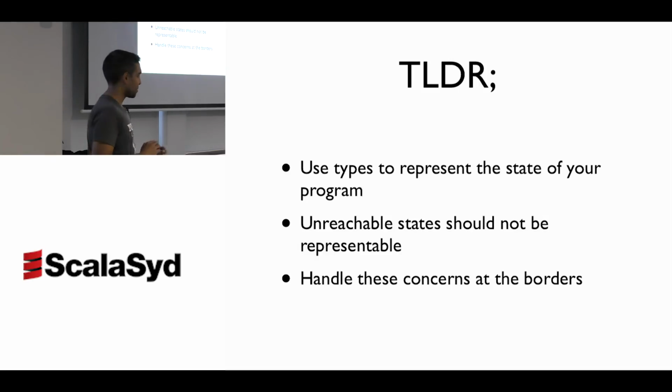And yeah, so the too long didn't read of that is that if we use types to represent the state of our program, we can improve the readability of our code. States which cannot be reached in our code should not be representable by the type system. By doing this, we avoid people having to handle situations that never actually exist. And if we handle all these concerns at the borders of our program, it makes it easier once it's handled, essentially. You don't have to worry. You worry about it once and not again.